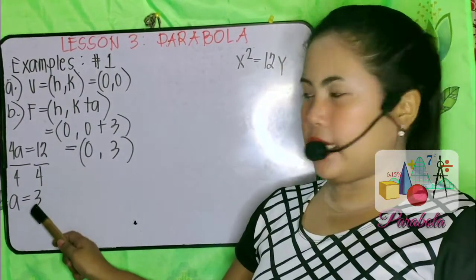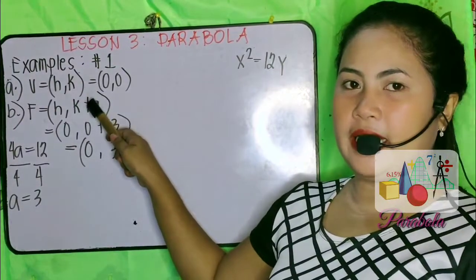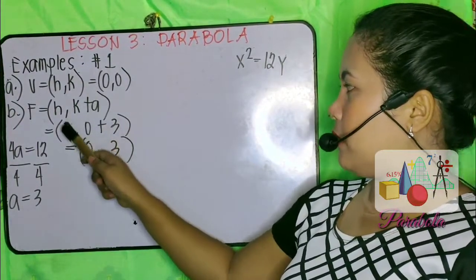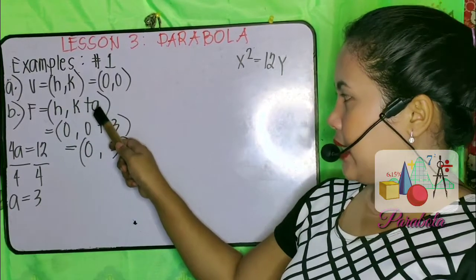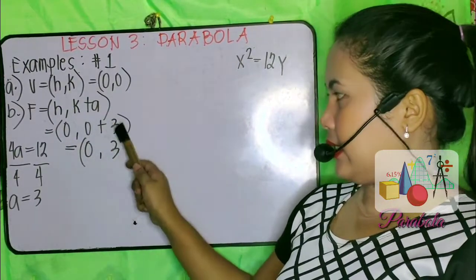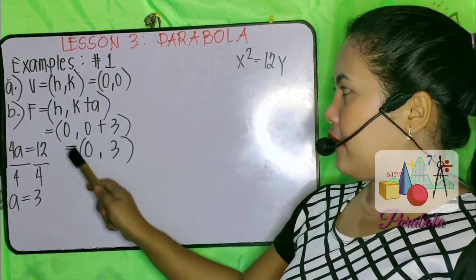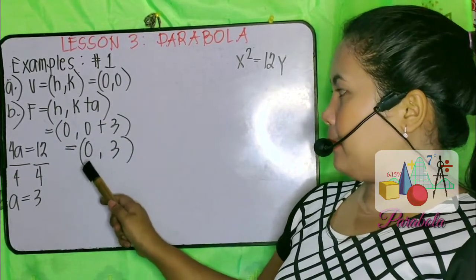Then, we're going to use a dito po sa formula natin sa focus. So, our h is 0, then k is 0, then plus, substitute the given value for a, which is 3. Then, 0 plus 3, we have 3. So, our final for focus is 0, 3.